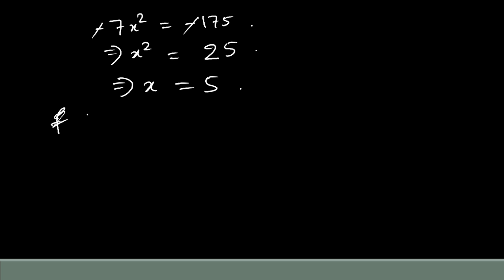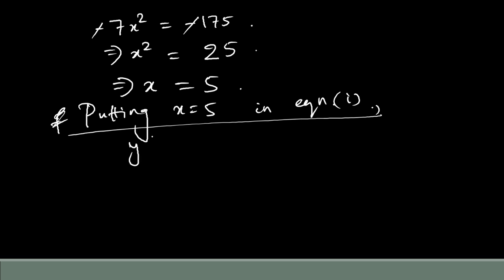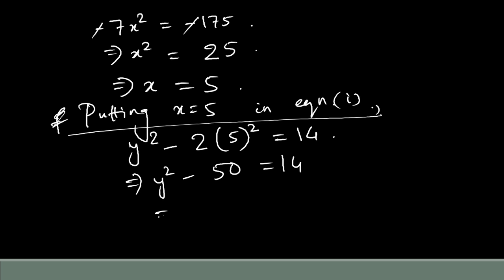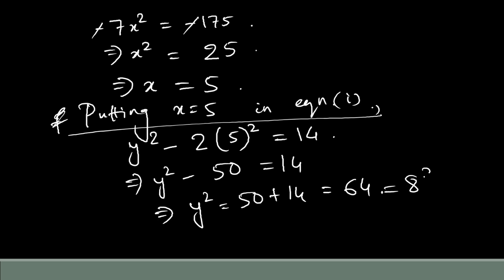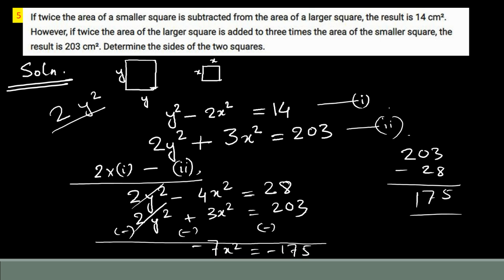So putting x equal to 5 in equation 1, which is y square minus 2x square equals 14. Now instead of x, you just put 5. So you will get y square minus 5 times 5 is 25, times 2 is 50, equals 14. So this gives us y square equals 50 plus 14, which is 64. So this is 8 square, so y equals 8. So the answer is that two sides are 5 centimeter and 8 centimeter. These are the sides of the two squares.